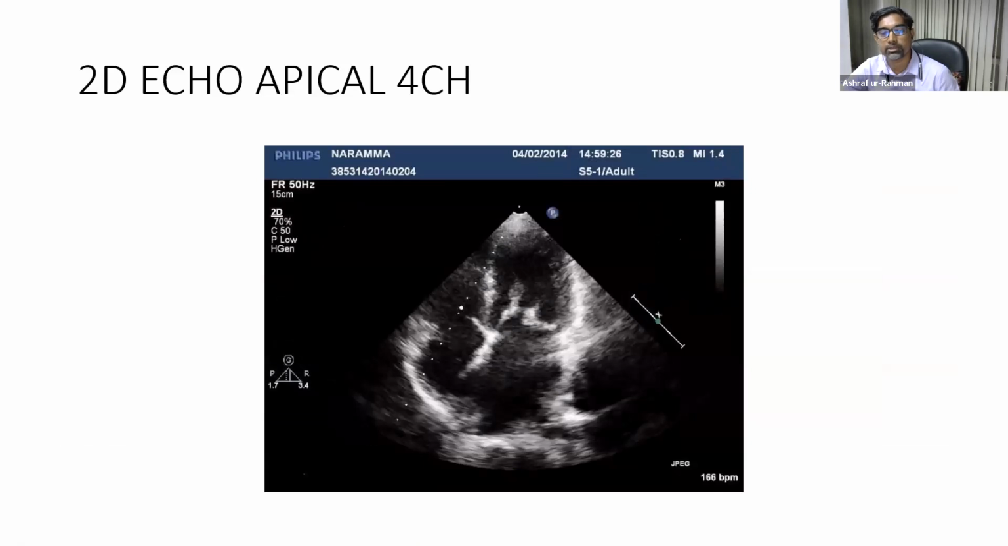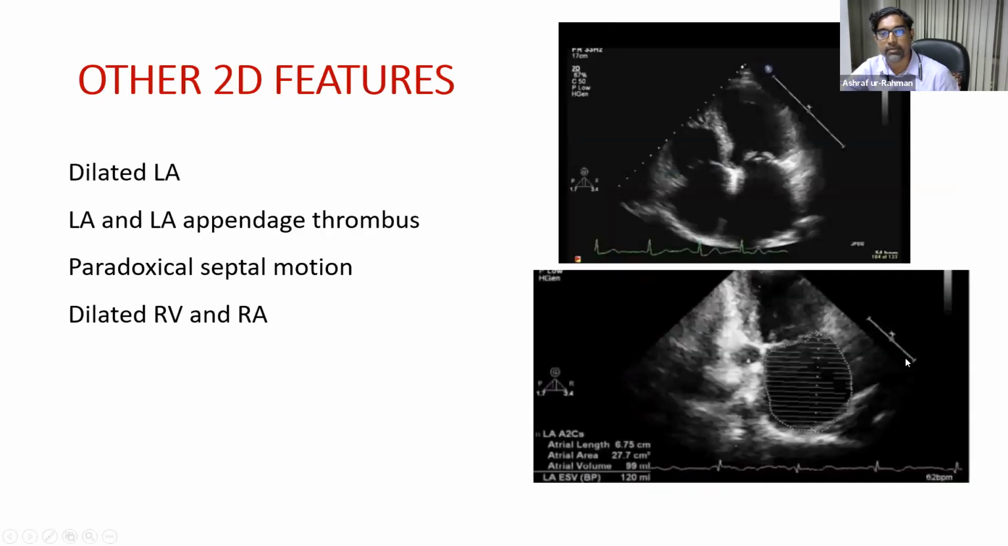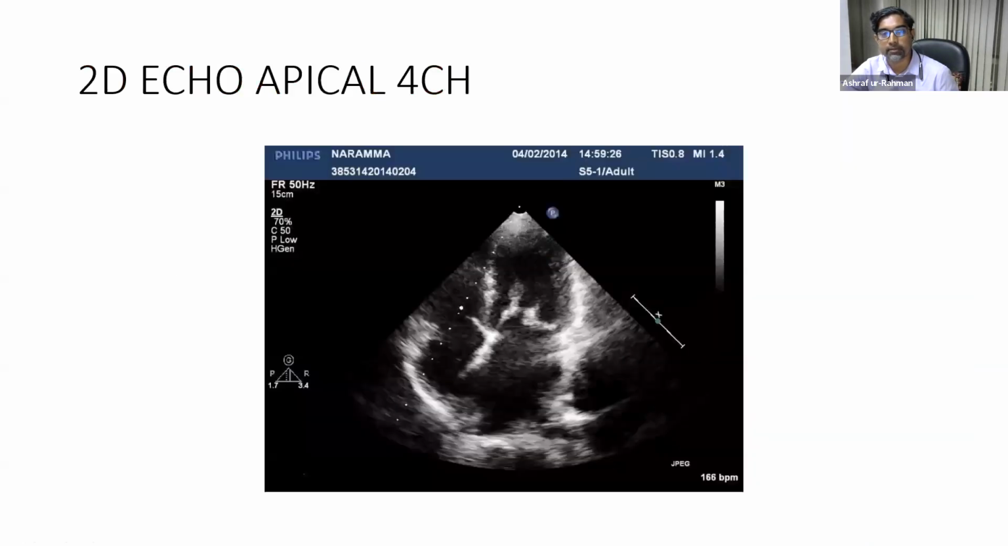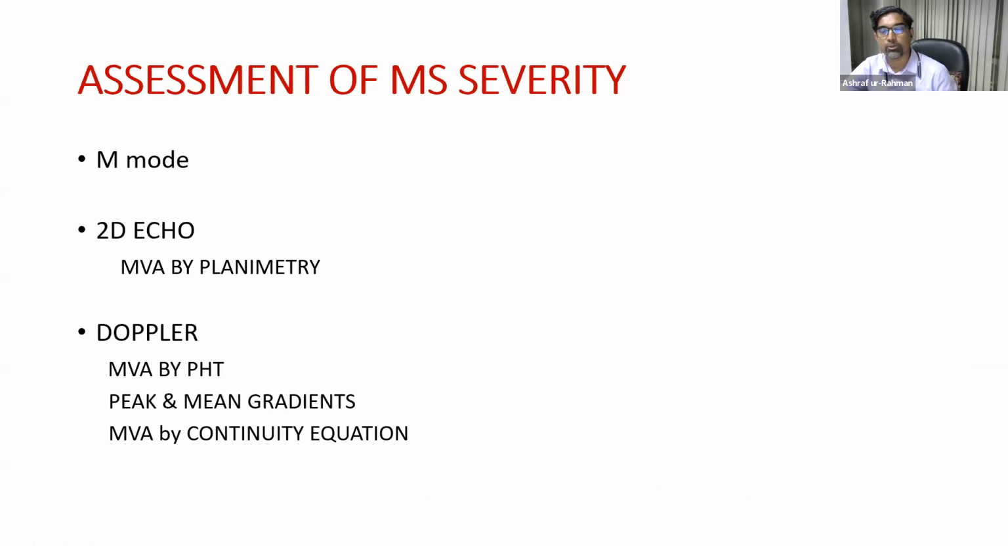In this apical four-chamber view, you can see the valve is thickened, calcified, there is an enlarged LA with restricted opening. And these other 2D features are dilated LA and LA appendage thrombus, paradoxical septal motion, dilated RV and RA. So we have to assess the MS severity by M mode, by 2D echo, and by Doppler.